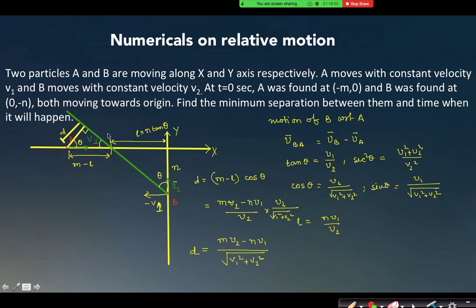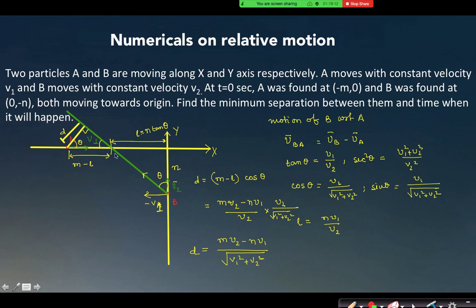So that is the minimum separation that I can find, and again you can find the time by calculating this separation only, calculating this distance divided by the resultant value of the velocity. The resultant value is root under v1 square plus v2 square. You can easily find the time.